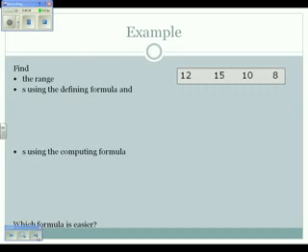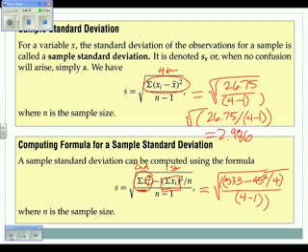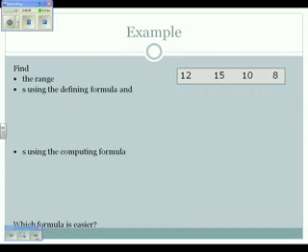Okay, so here is the same data set, and we've really already done s using the defining formula. The defining formula is this top formula, and the computing formula is the bottom formula. So we haven't done the range, though. What would the range be? How would we find it?